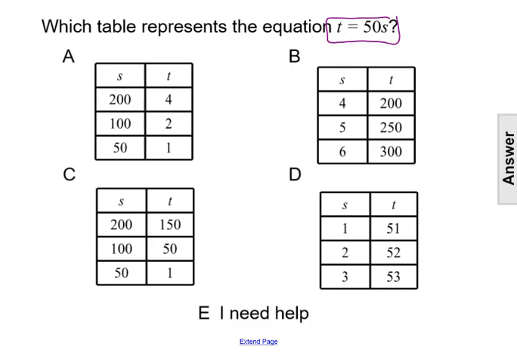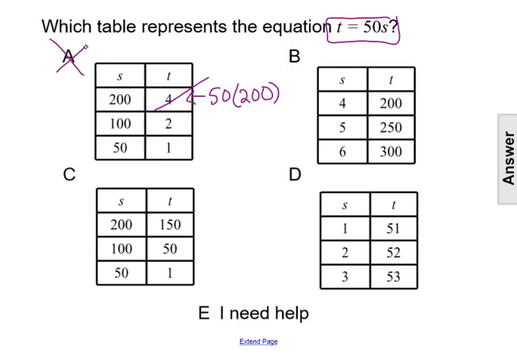For example, if we look at the first table, we have an input of 200. So that means that the output in this column should be t equals 50 times s, or 50 times 200. But 50 times 200 is not 4, so it is not going to be table A.